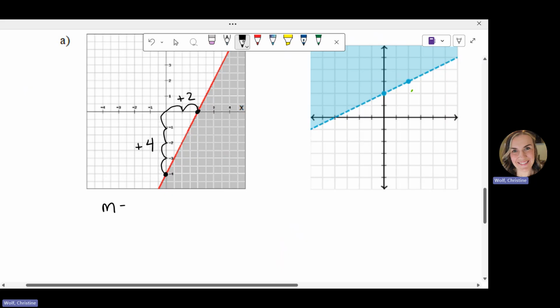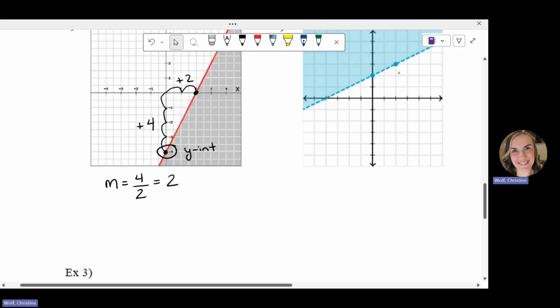So my m is positive, 4 up, positive 2 to the right. We reduce always, so my slope is 2, and my y-intercept is this guy right here, negative 4. So I just put those together in an inequality. Remember, don't write an equal sign because we're not doing equations, we're doing inequalities. So I would have y, my slope of 2x, and my intercept of negative 4.